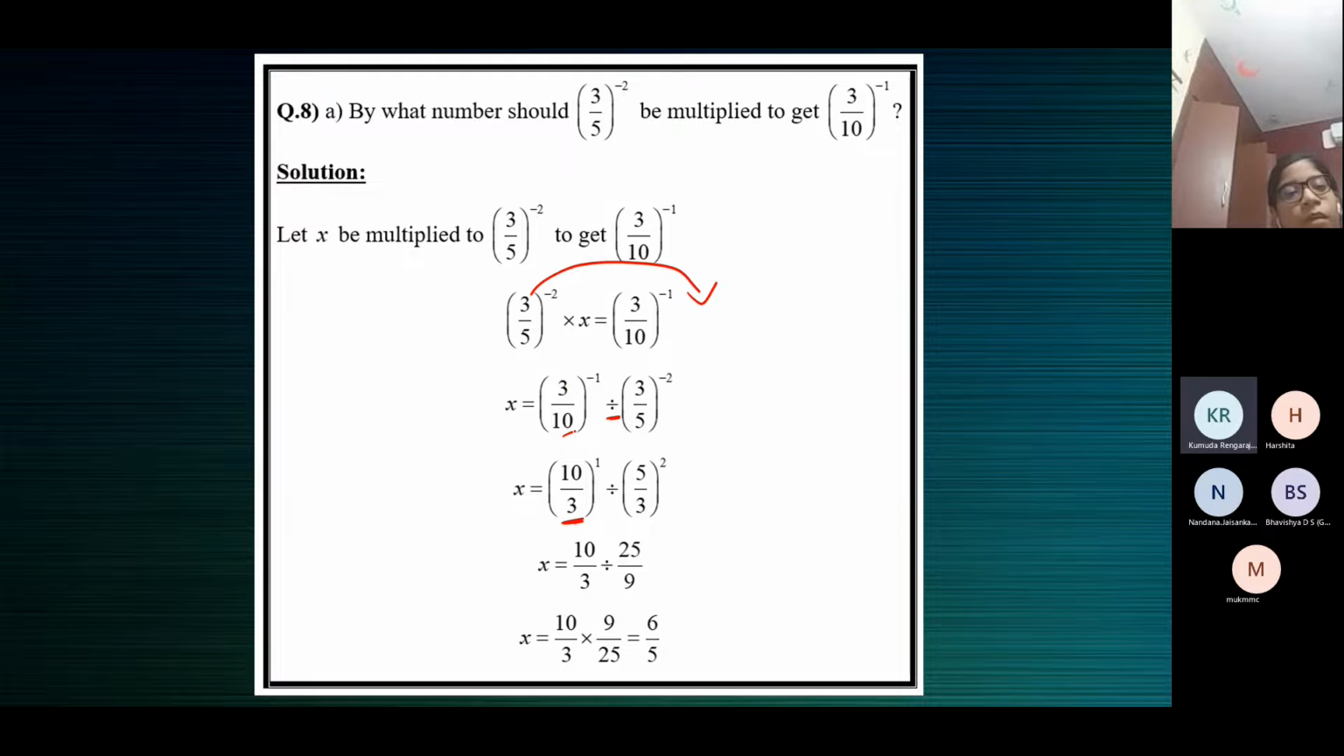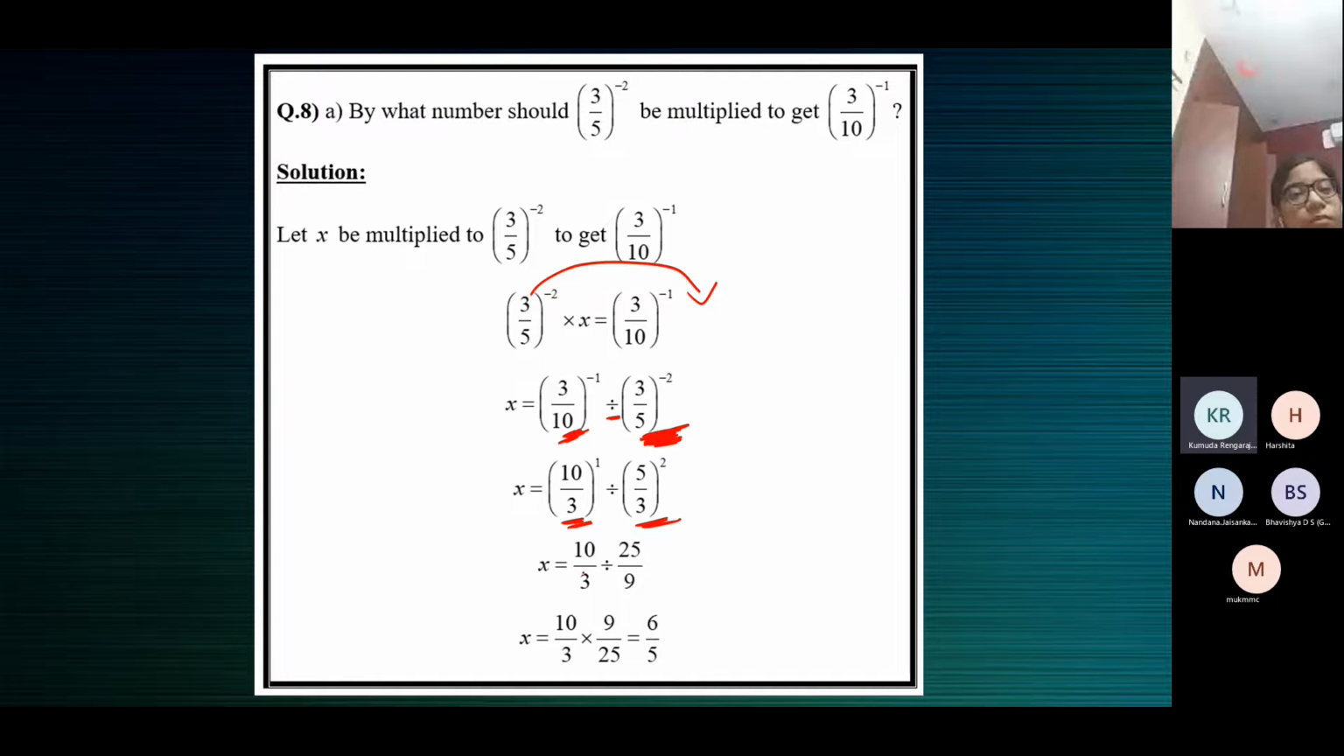I'm not doing that here. I'm just writing the equivalent of this. The equivalent of 3 by 10 to the power minus 1 is 10 by 3 to the power 1. I'm writing the equivalent of this. The equivalent of this is 5 by 3 to the power 2.